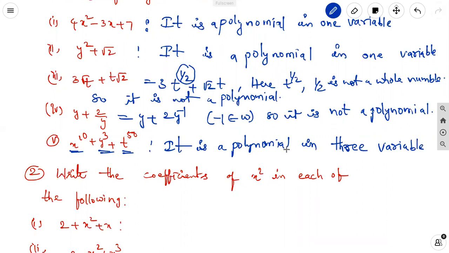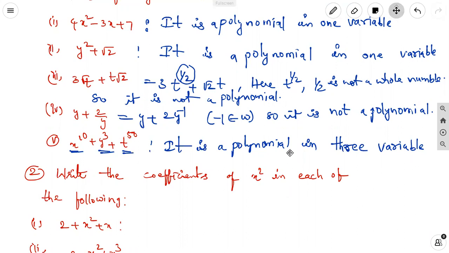Just we can see the variable's degree. Is it positive or not? If it is positive, then we can say that it is a polynomial, and the expression is in one variable, two variables, or three. Just you can see that and be clear on that.